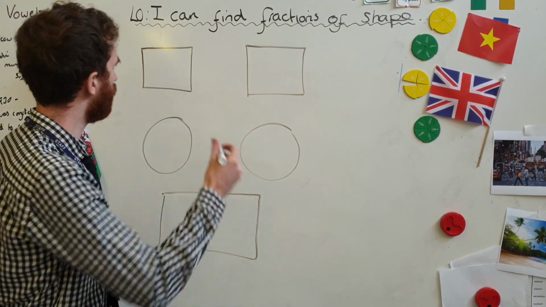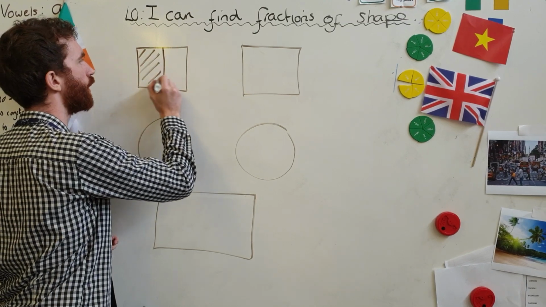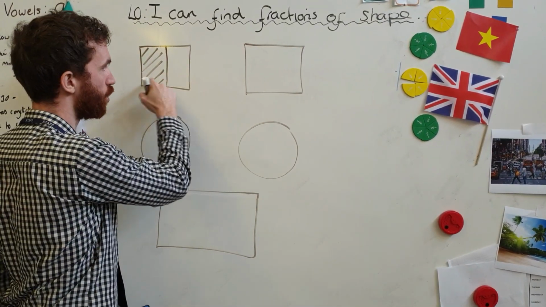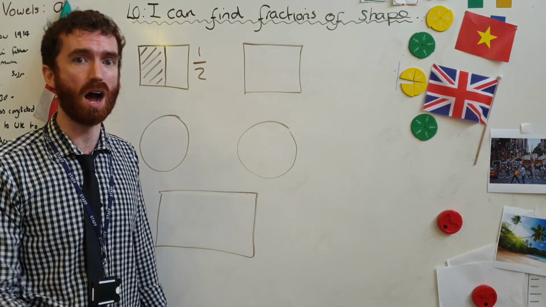Now, if I split this in half and I shade one of these, then I have got 1 out of 2 pieces. 1 out of 2 pieces, and 1 out of 2 pieces is a half.